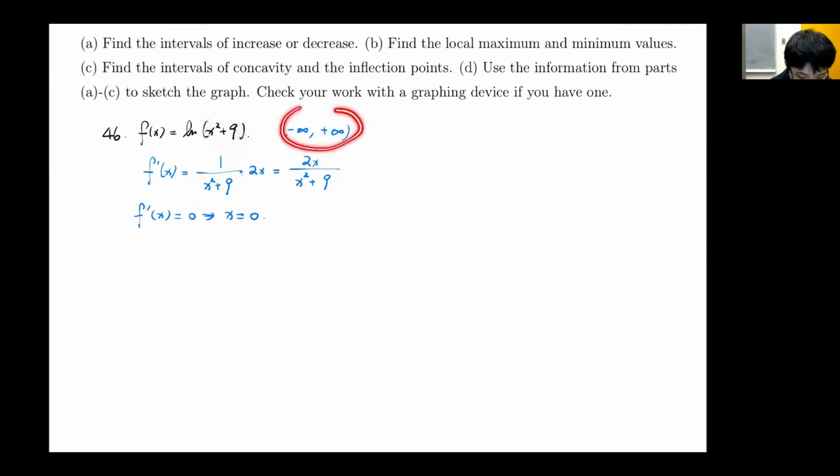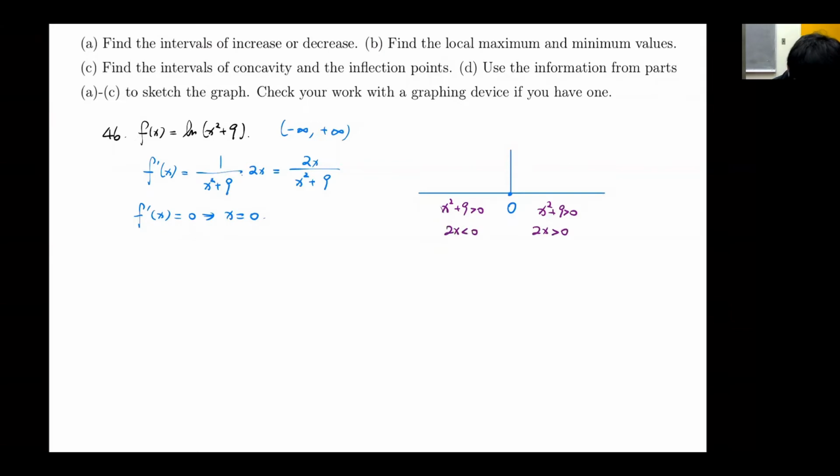All right, so this is my domain, and x equals 0 separates the domain into two parts, and we can analyze the increasing and decreasing intervals. It is pretty easy to analyze in this case because I know that x squared plus 9 is always positive, so I don't need to worry about sign. This is my denominator, and the numerator 2x is going to be positive to the right, and negative to the left. As a result, the function will be increasing to the right and decreasing to the left. Moreover, we see that f of 0 is going to be equal to natural log of 9.